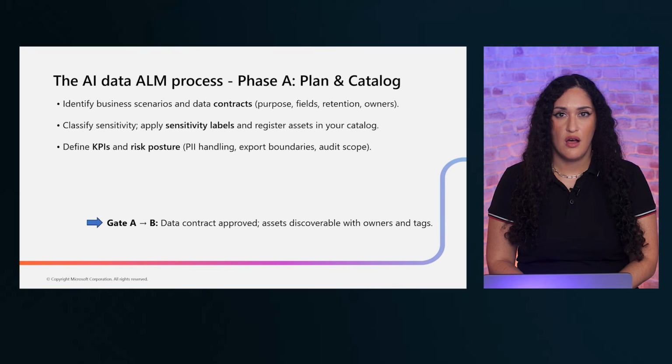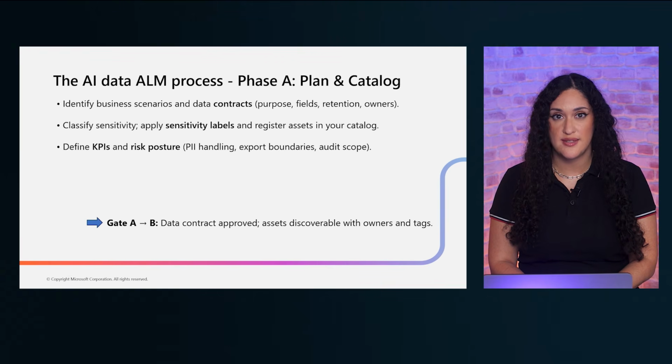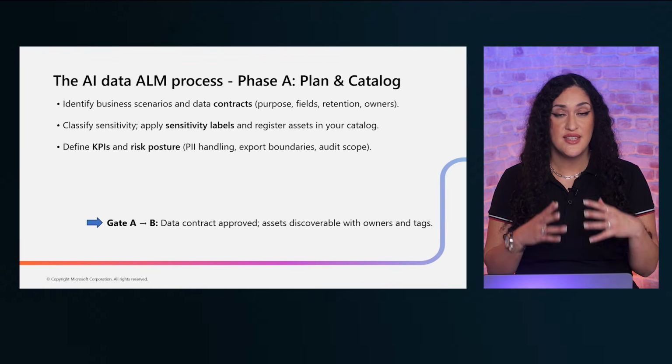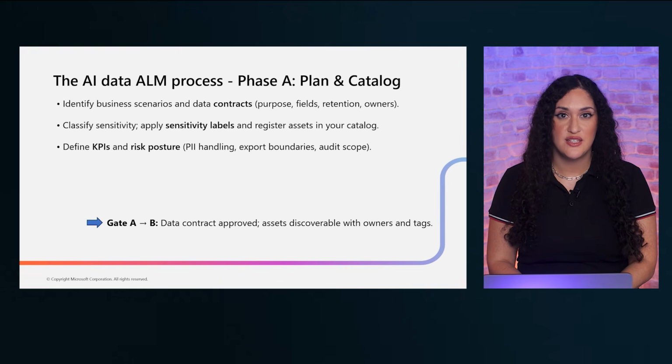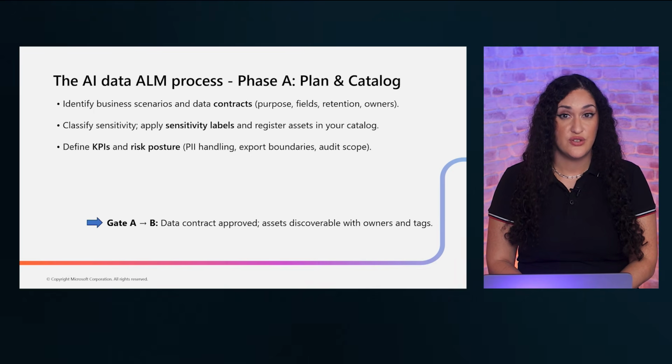Phase A is all about planning and cataloging. Before any data flows into your AI pipeline, you need to identify your business scenarios and establish data contracts that define purpose, fields, retention policies, and owners. Classify sensitivity and apply sensitivity labels, then register all assets in a central catalog so they are discoverable. Define your KPIs and risk posture, covering PII handling, export boundaries, and audit scope.